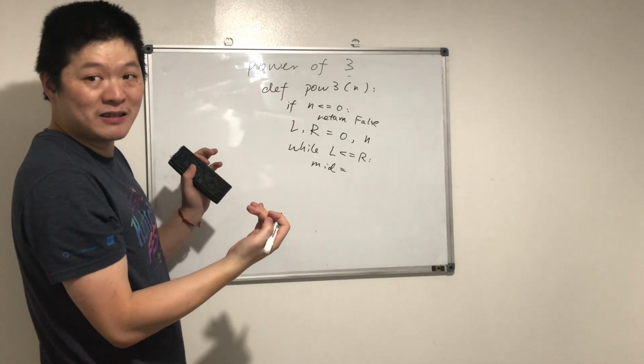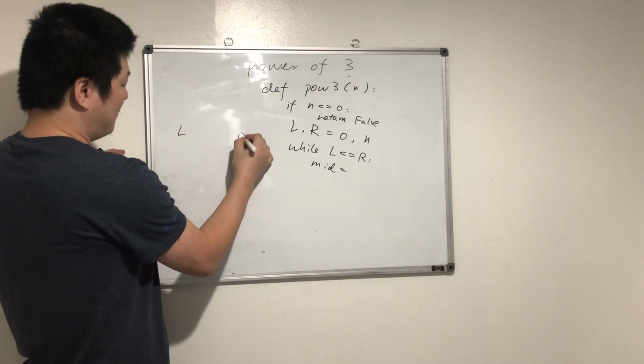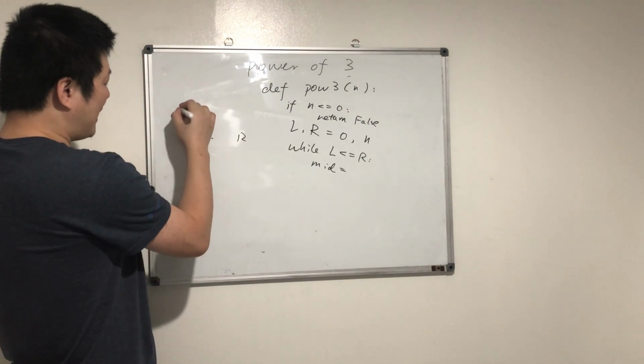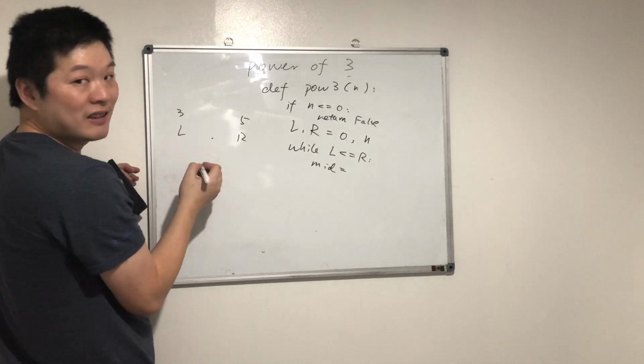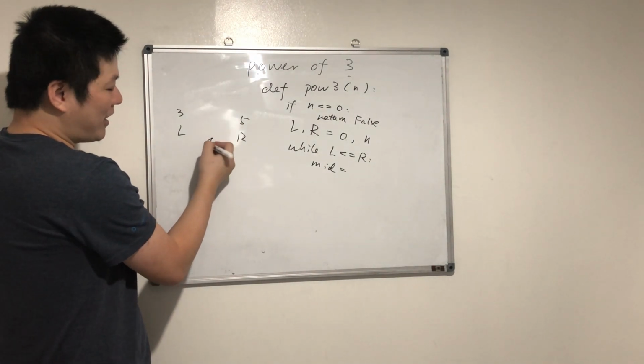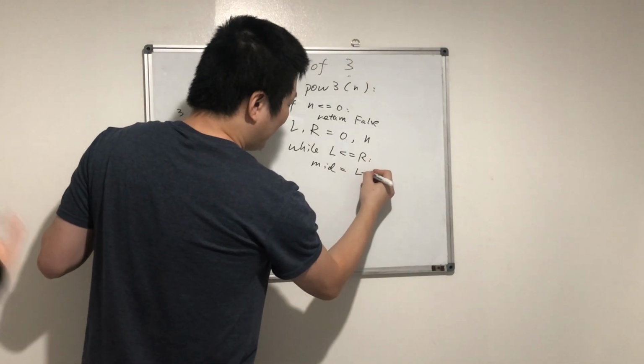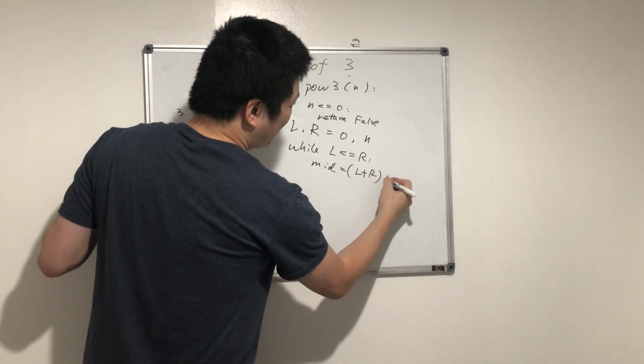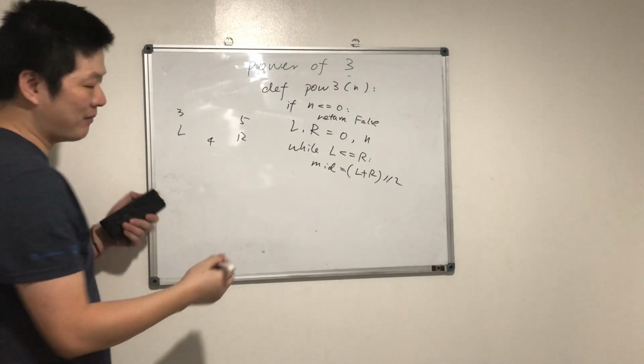What's the middle? That's 3, that's 4. What's the middle? 4. Yeah, how do you get a 4? Left plus right divided by 2. Okay, that's the middle.